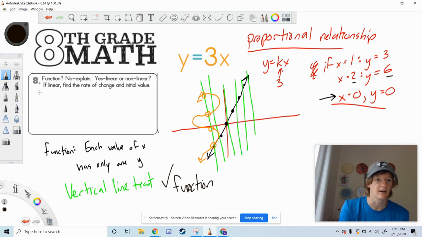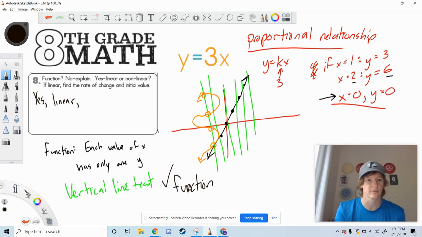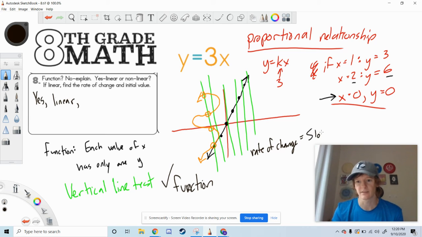So, is this a function? Yes. Is it linear or nonlinear? Well, we drew it and it was a line, so it is linear. If linear, find the rate of change and initial value. The rate of change is the same thing as slope.